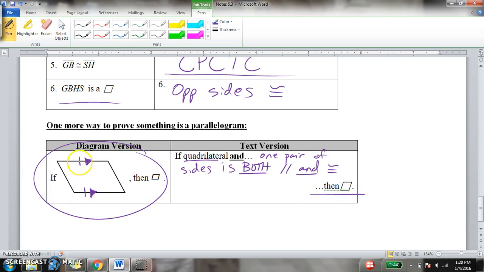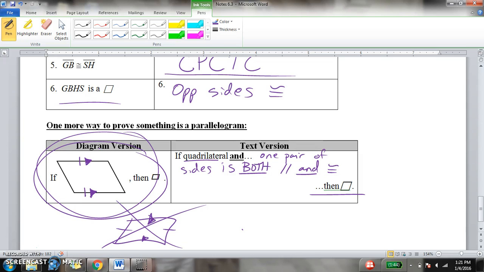So if you've got one pair of sides both parallel and congruent, this is a parallelogram. The example we had on the previous page was that you've got one pair is parallel and the other pair is congruent. This does not work. This works. If you've got one pair, the same pair is parallel and congruent, that works. One pair parallel, the other pair congruent does not work.